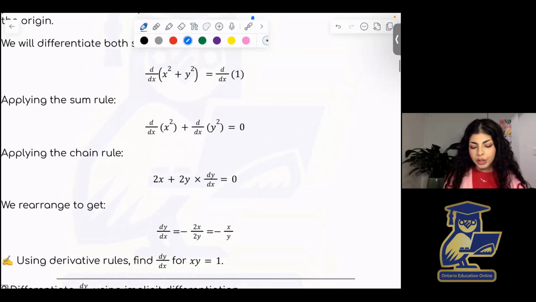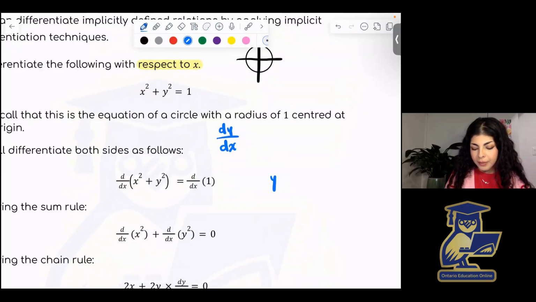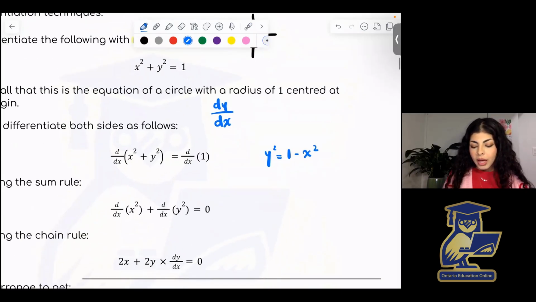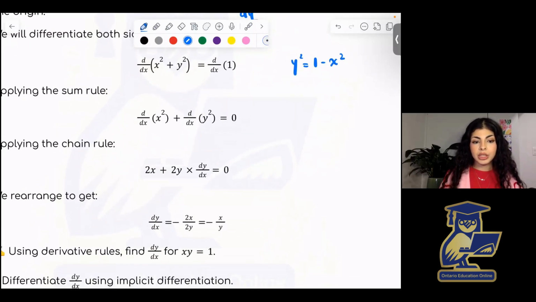And just for yourself to double check, if you start here, y squared equals 1 minus x squared. So you'll see this will be a little bit more complex to solve. And so that's why we sometimes need implicit differentiation to help us solve the derivative of certain functions.